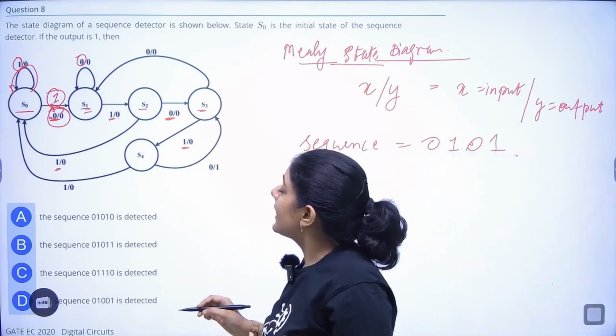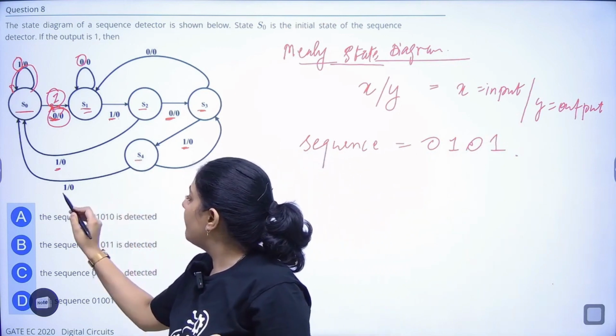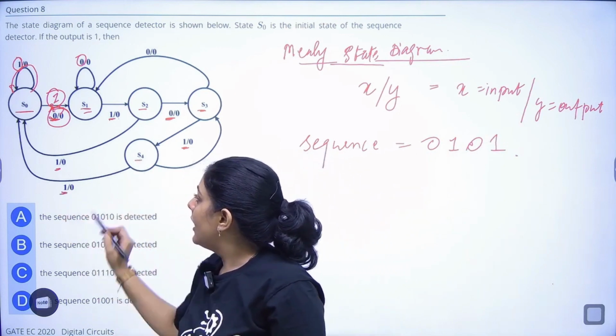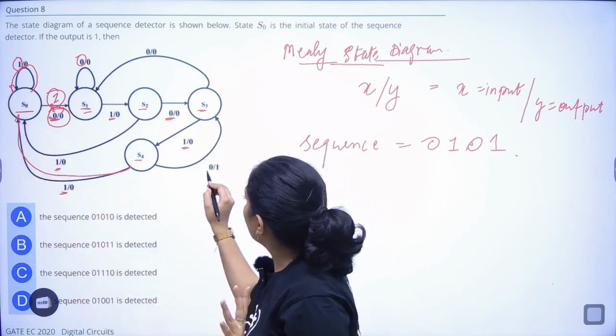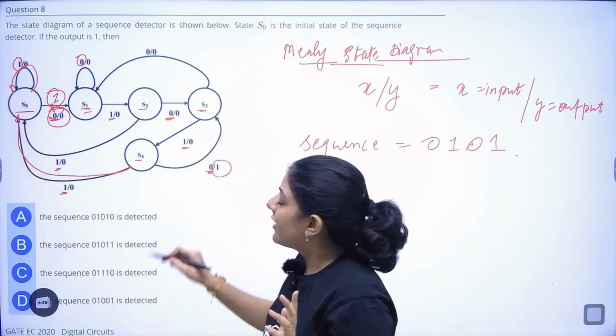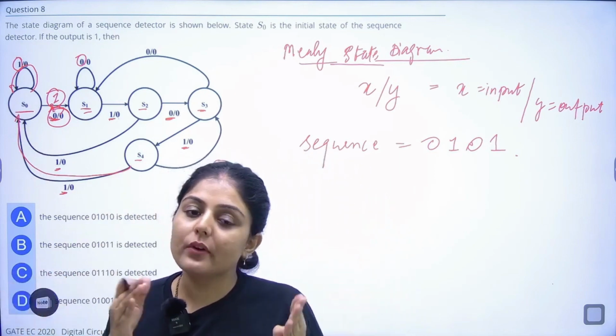Lastly they are asking you to find out the output. Now if the value of input is equal to 1, it is moving back to S0. It's okay. But when the value is 0, it is giving back output 1. Output 1 means the sequence is completed, the sequence is detected.